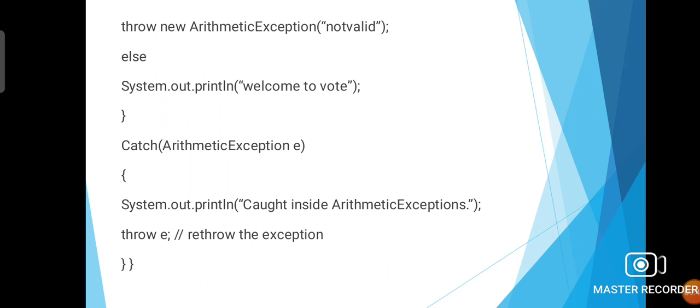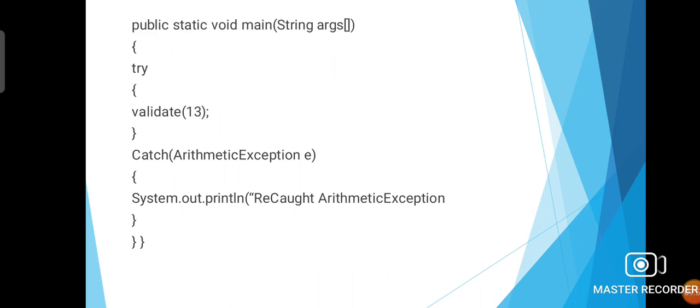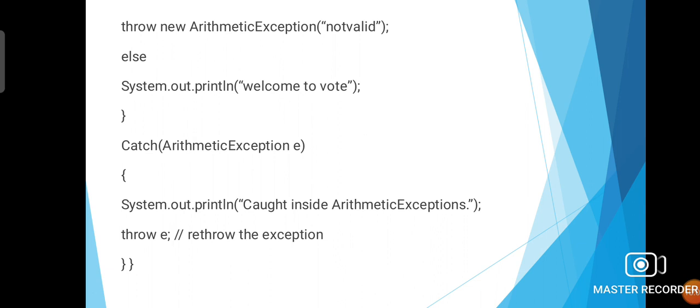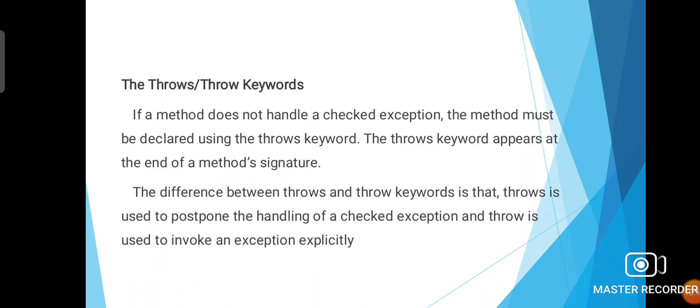Throw e, where e is the object that we have created for the arithmetic exception in the catch block. So throw e means we are rethrowing the exception. Now we are calling the method validate with the age value 13. So this is the way of using the try and catch blocks with the help of the throw keyword.